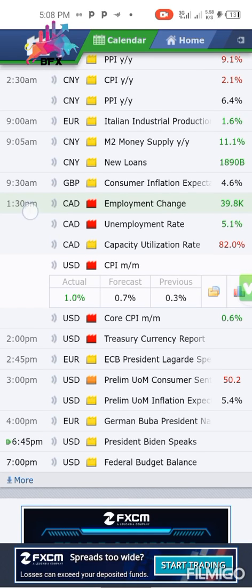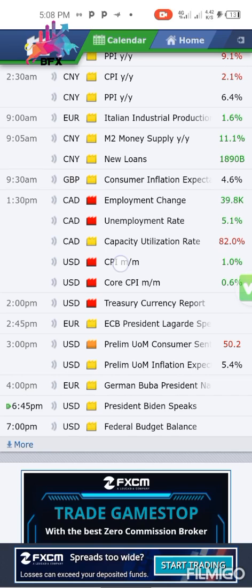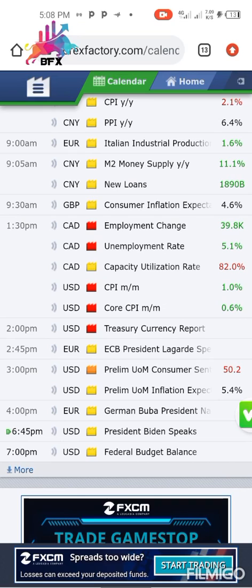Wait till 1:33. The news will always be released 3 minutes after the time. By 1:33, I came here today and I just checked, even without tapping it. I don't even need to tap to see what's there. You just see by the right side, you can see the actual 1% and the core CPI, monthly CPI as well. The actual was 0.6%.